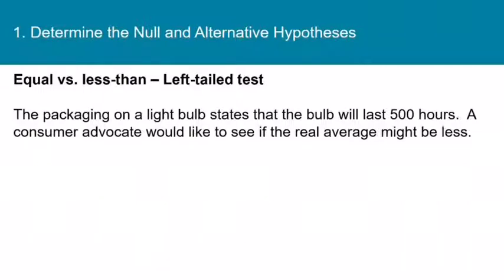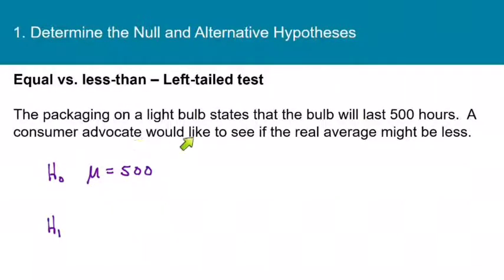Here's the next situation. This one says the packaging on a light bulb states that the bulb will last 500 hours. A consumer advocate would like to see if the real average might be less. So again, we will have two hypotheses, always a null and an alternative. The null is the statement of equality. So the null hypothesis is going to be that the population mean lifetime of the bulbs is mu equals 500. The null hypothesis always gets the equal sign.